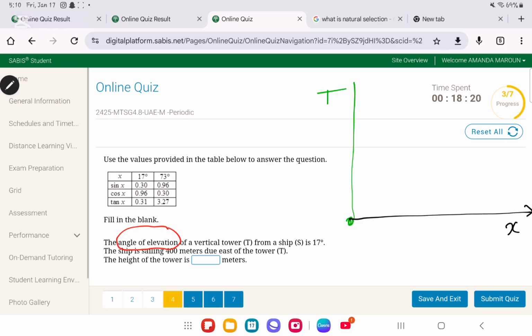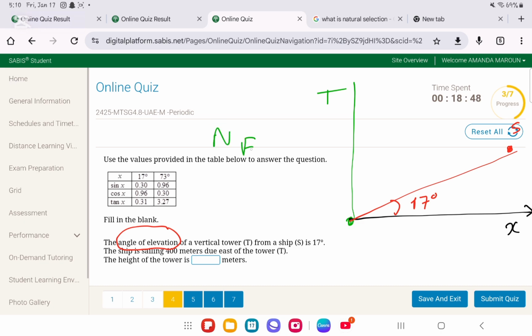So the angle of elevation from the vertical tower T to the ship S, we're gonna say this is ship S over here, is what? Is 17 degrees. So it's gonna be 17 degrees from over here. Okay? Now, they told us the height, the ship is sailing 400 meters due east.